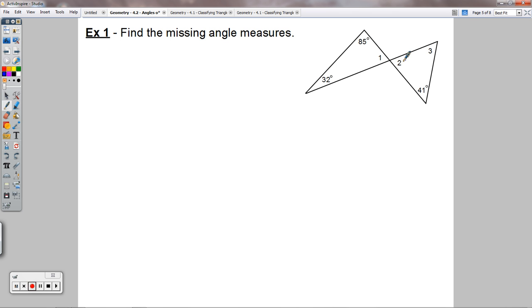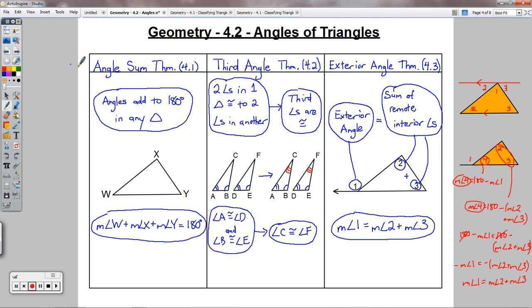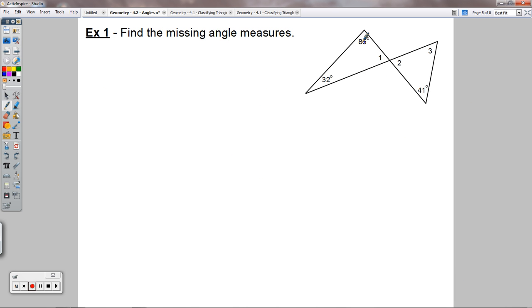But finding the measures in this picture that are missing. This one's missing 1, 2, and 3. I know based on the triangle sum theorem, or the angle sum theorem for triangles, if I add these three together, I should get 180. That means the measure of angle 1 would have to equal 180 minus these two. I could add those two together first and then subtract that from 180, or I could do 180 minus 85 minus 32. Both would do the same thing for me.